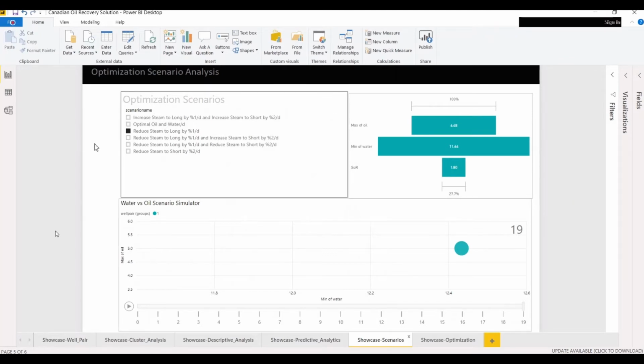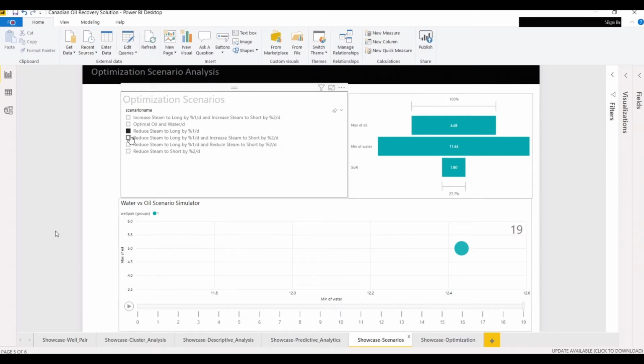So these are what-if scenarios for the operator to help determine what if I were to, scenario number 1, increase steam in the long tubing by 1% per day and increase steam in the short tubing by 2% per day. Or the second scenario is, what is the optimal oil and water production without any changes in the input parameters? 3, if I were to reduce steam in the long tubing by 1%, what would be the result of oil production and water production combination, and so on and so forth.